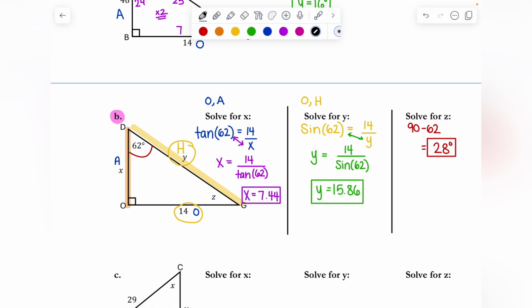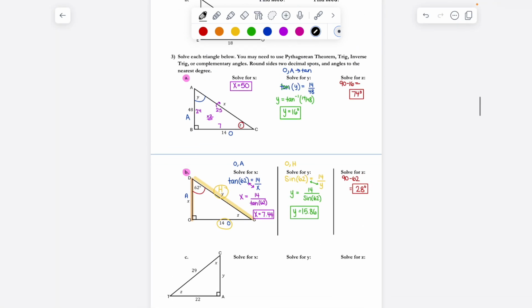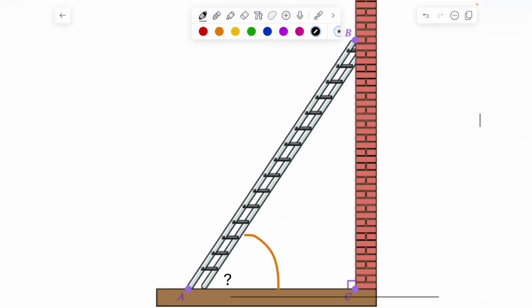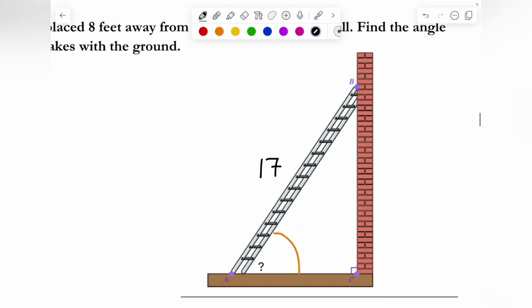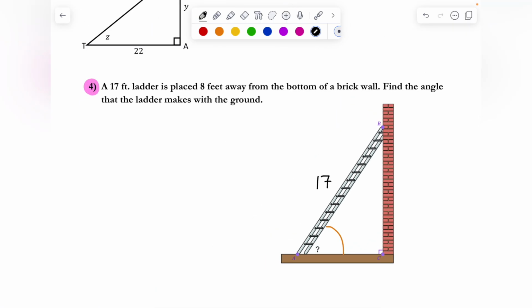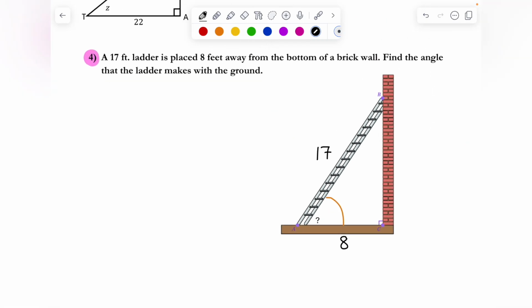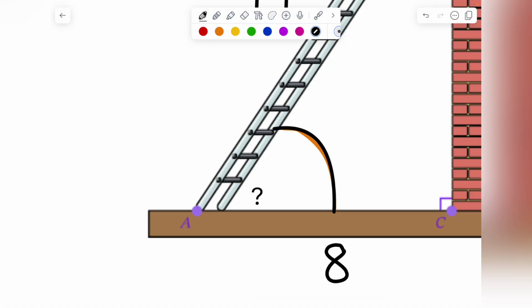You can try the third one on your own. And the last one I want to do in this video is just this kind of word problem. We're going to do a whole day of word problems, but this one says a 17-foot ladder, so this ladder is 17 feet, is placed 8 feet away from the bottom of a brick wall. This is 8. It says find the angle the ladder makes with the ground. So that's this angle right here.